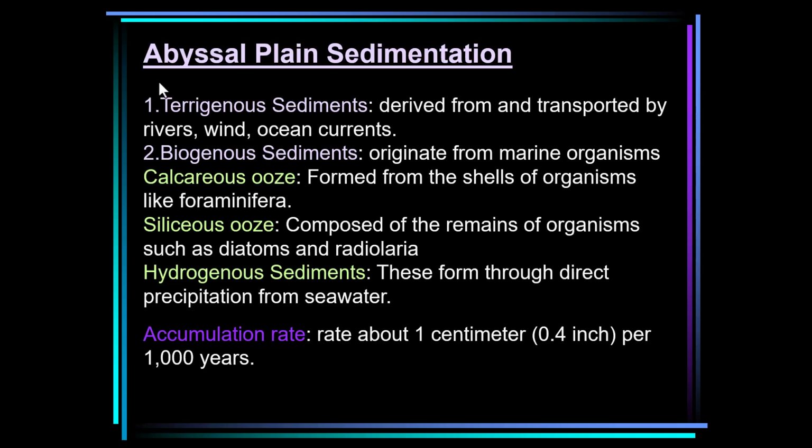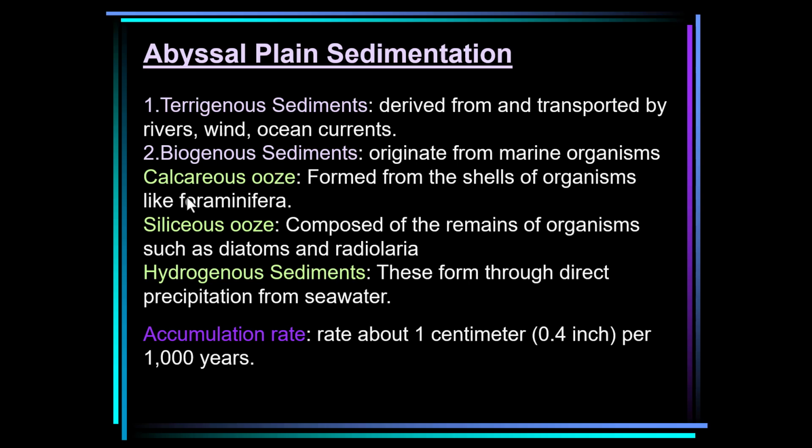We are at the abyssal plain sedimentation. We have to talk about two different kinds of sediments. One is the terrigenous one, which is derived from the continent, and they are transported by rivers, wind, and ocean currents. The second one is the biogenous sediment, which originates from marine organisms.